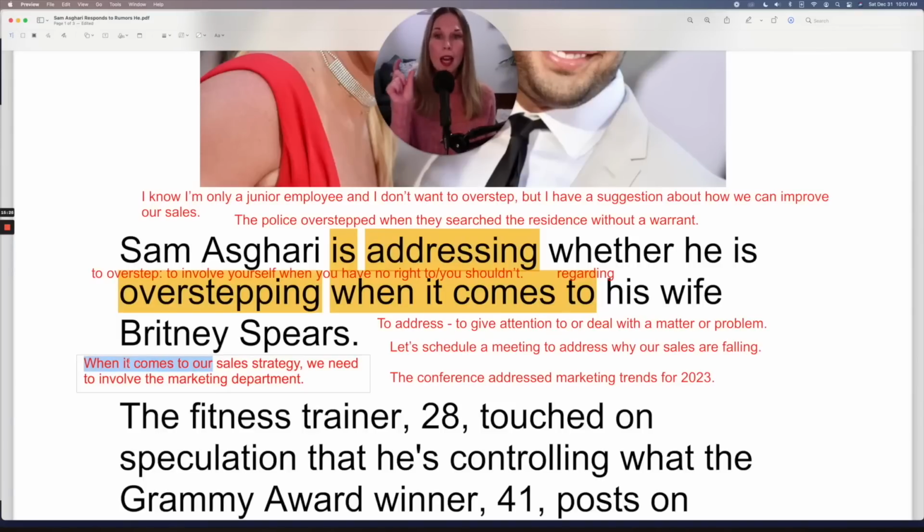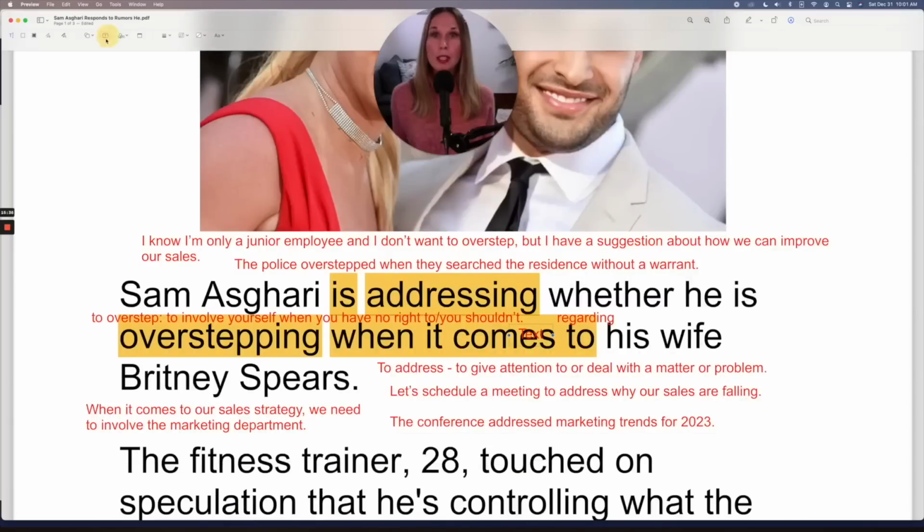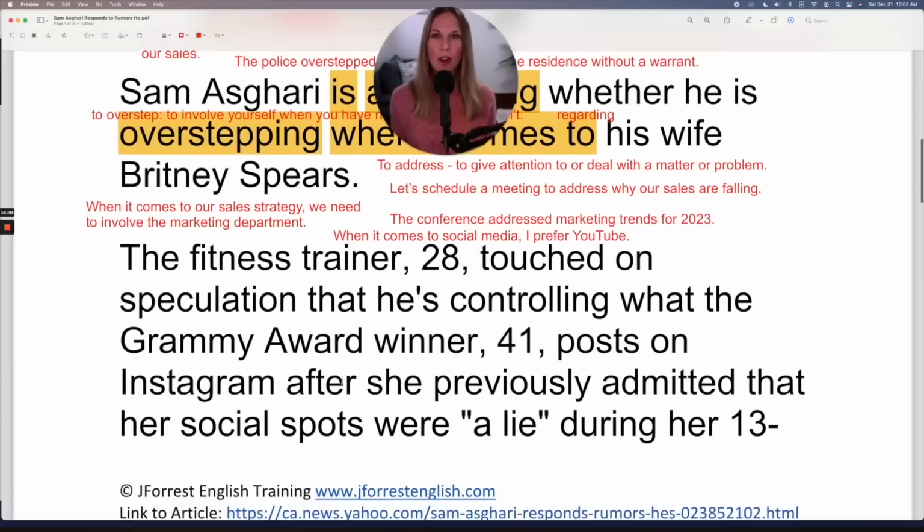So you can use it at the beginning when you want to state the topic, and then you can state your opinion. You might say, for example, we use this a lot with opinions. So you might say, when it comes to social media, I prefer YouTube. So you're stating your opinion, and what's your opinion on? The topic is social media, and you're using when it comes to identify that topic. When it comes to. All right, let's continue on.